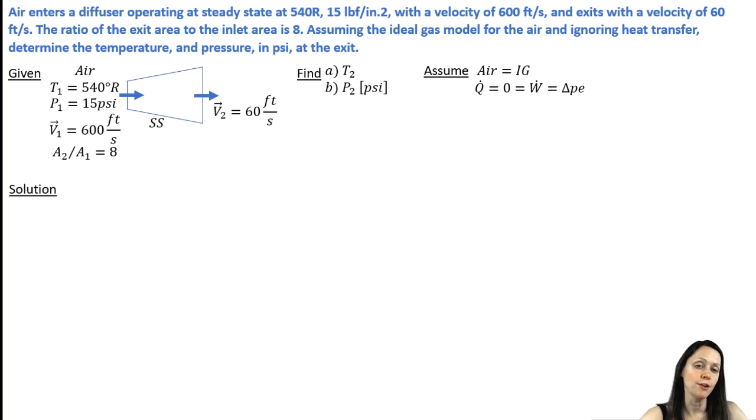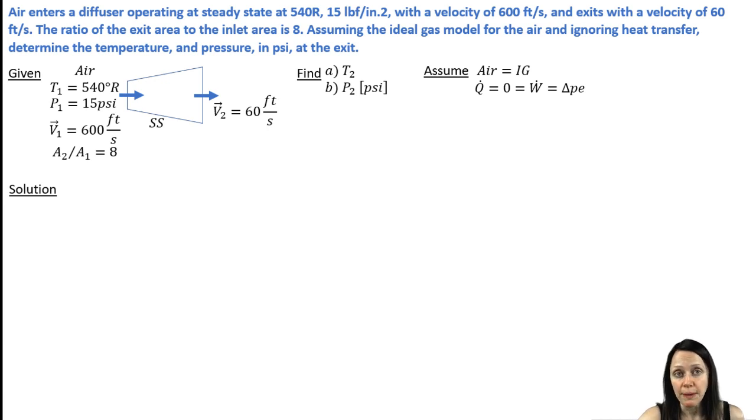Got air entering a diffuser operating at steady state. I'm given the inlet temperature and pressure and the velocity. I'm also given the ratio of the areas, the inlet and the outlet area, and I'm given the velocity at the outlet. And I'm supposed to find T2 and P2.